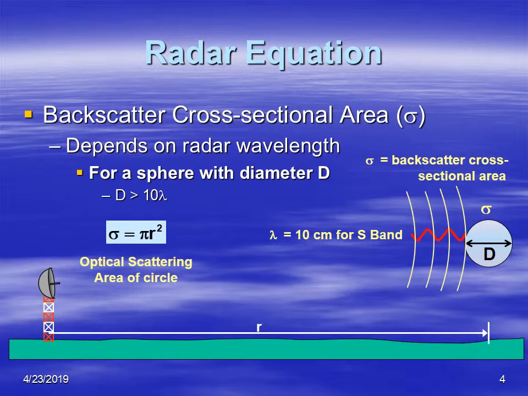So the wavelength for the National Weather Service radar is 10 centimeters. Multiply that wavelength by 10, and that gives us 100 centimeters. So if the diameter of our object in the atmosphere is bigger than 100 centimeters for a National Weather Service radar, it'll scatter in the optical scattering regime. That means our backscatter cross-sectional area, sigma, is simply the area of a circle, which is pi r squared. So that's pretty simple. But it depends upon, once again, the wavelength.